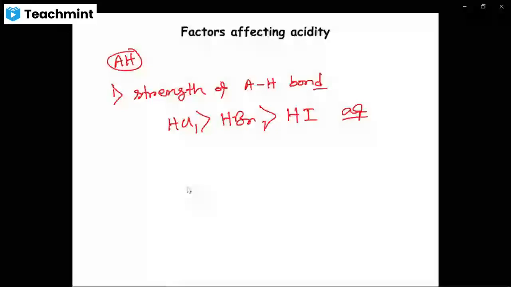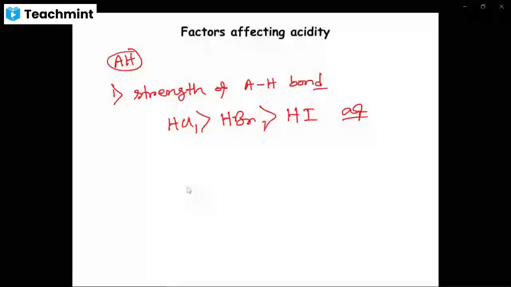So do you know about leveling effect? Leveling effect of solvent. Have you ever heard about that leveling effect? What is that? Can you tell what is leveling effect of a solvent? Anyone? Okay, fine. If you don't know, that's completely fine.